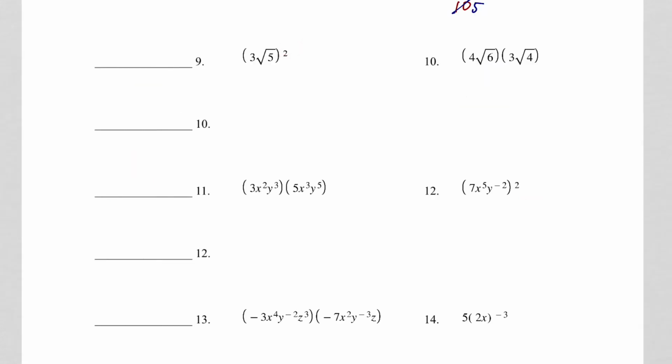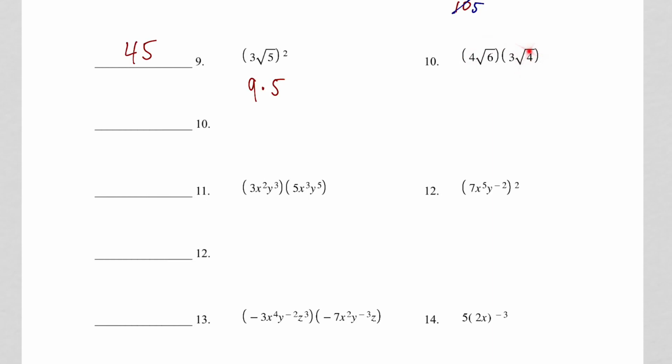For number 9, when I square this entire thing, I have to square each part. So when I square the 3, I get 9. When I square the square root of 5, I just get that without the square root. And 9 times 5 is 45. Lots of ways to do this problem.